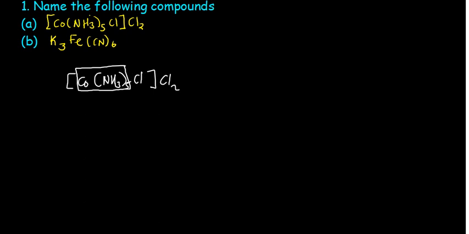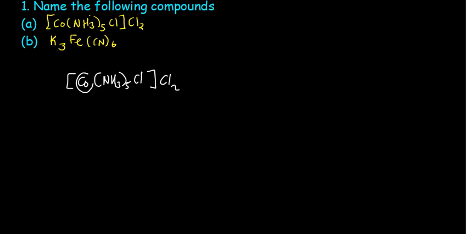Now a complex ion itself is made up of a ligand and a metal. So as you get to name this, you are going to first name the ligand, and then we'll name the metal. So that is how we're going to go about that. And then at the end, name also the anion.